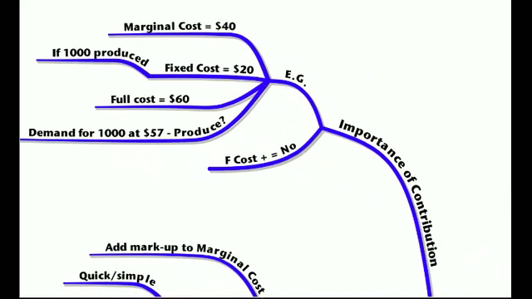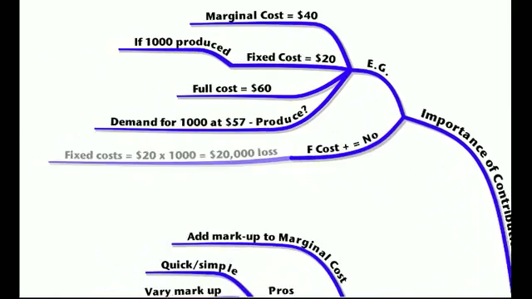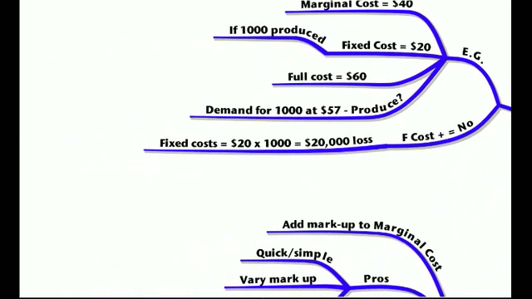So full cost may say no. Why is that? Because the fixed costs will not be covered. So what that will actually mean is that you will lose your fixed costs. You have to pay those whether you produce or not. So your fixed costs were $20 times 1,000 equals 20,000. So you still have to pay those and you'll make a loss. So the managers may have thought that at a full cost of 60 and at a price of 57, they're only going to lose 3,000. But no, that's not the case.